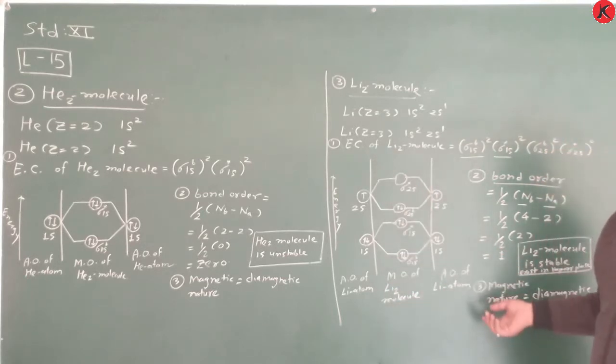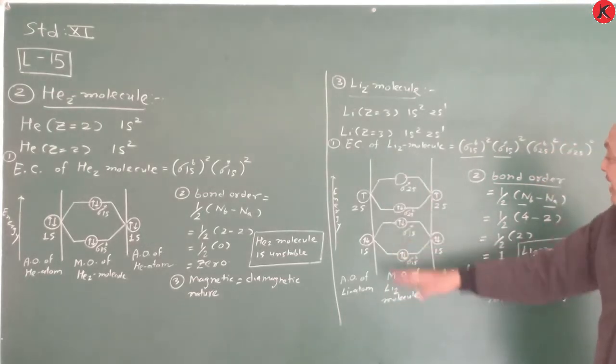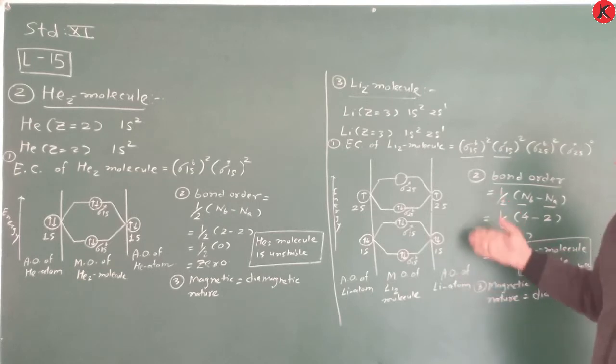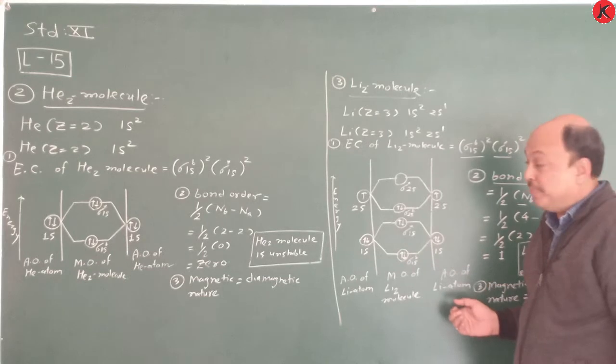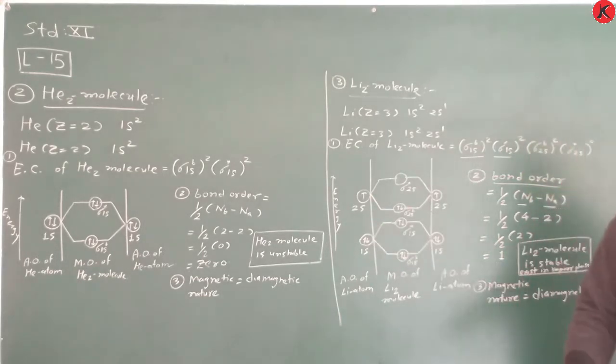Write it completely according to your NCERT textbook, and also note down this energy level diagram. This is a molecular orbital diagram. Remember, write it completely. Take a screenshot.